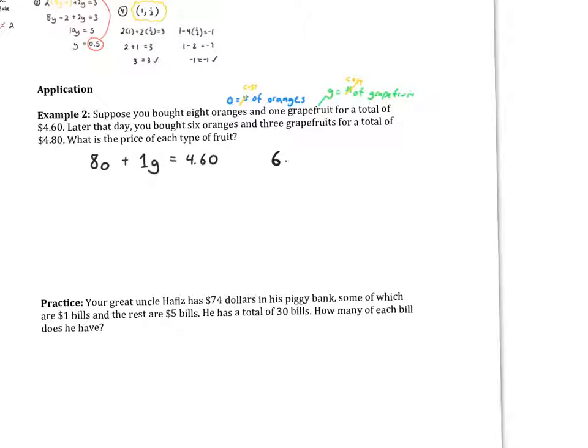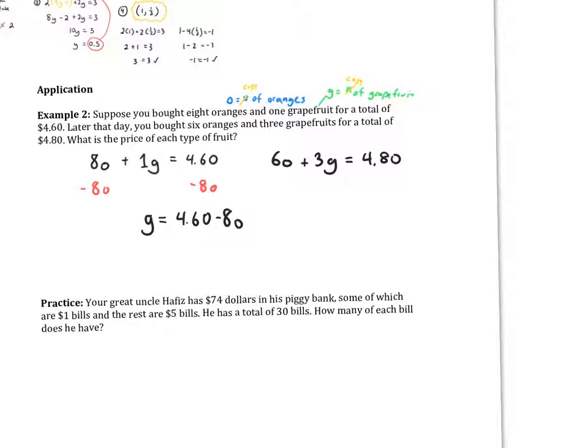So let me go ahead and write the other equation. 6 oranges plus 3 grapefruit is going to be $4.80. So I'm going to subtract 8 oranges from both sides here. And so my result is this, 4.60 minus 8 oranges here.